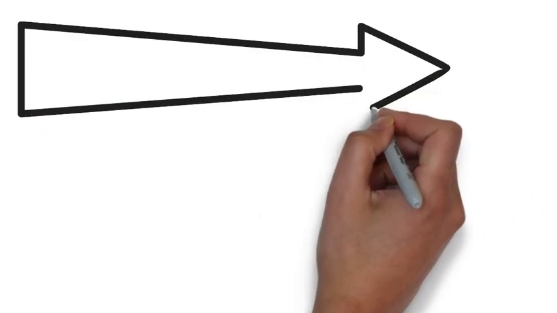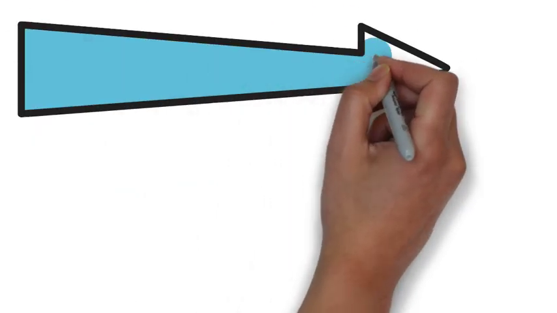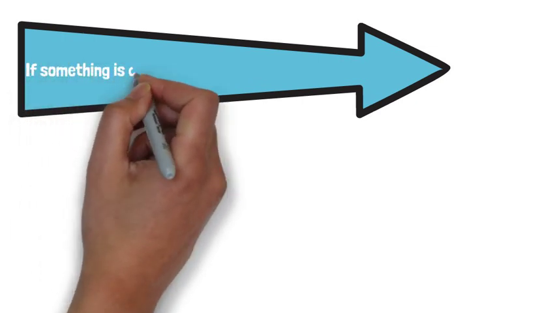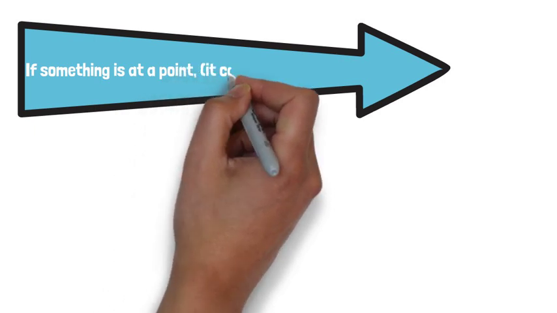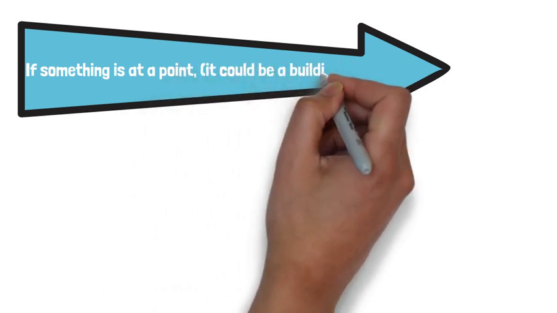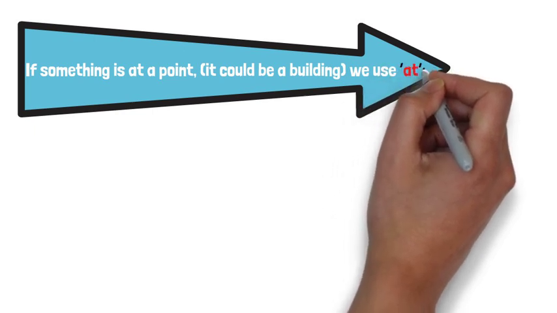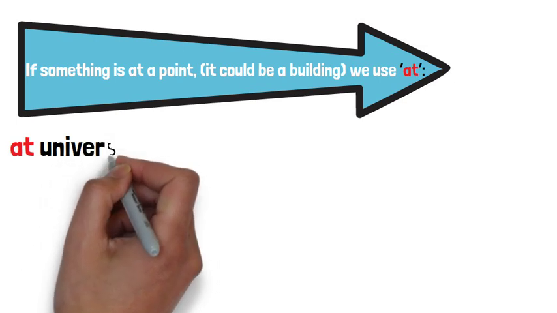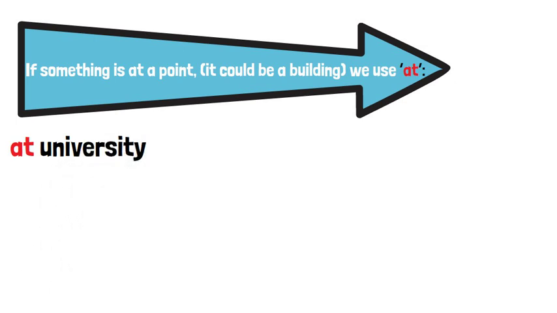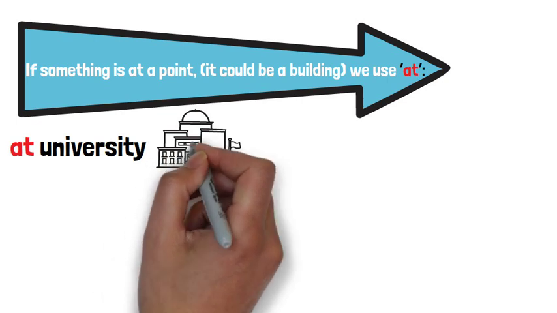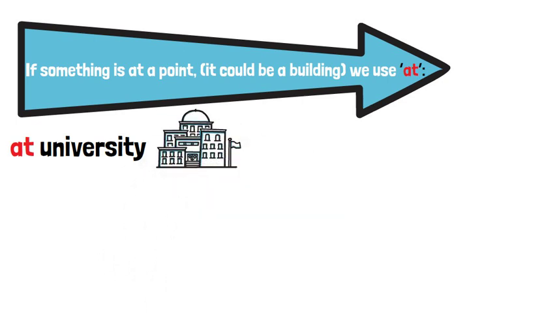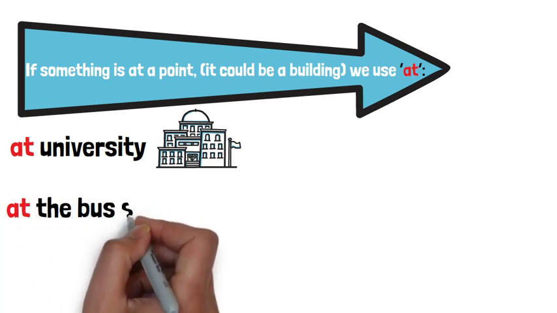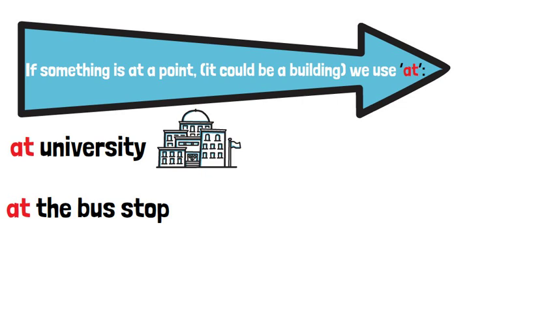Let's move to the third preposition, which is at. If something is at a point يعني في نقطة معينة. It could be a building. يمكن أن تكون بناية. We use at. مثلا على سبيل المثال البناية نستعمل at university. At university في الجامعة يعني أنا في نقطة معينة من الجامعة. مثلا أنا في باب الجامعة أقول I am at university.